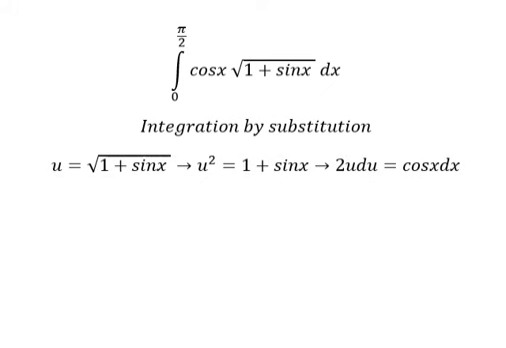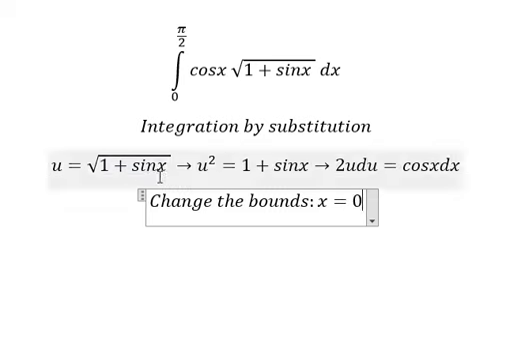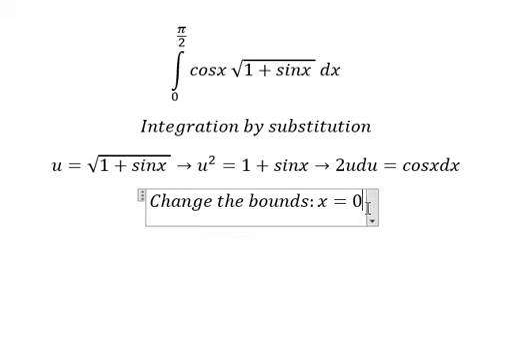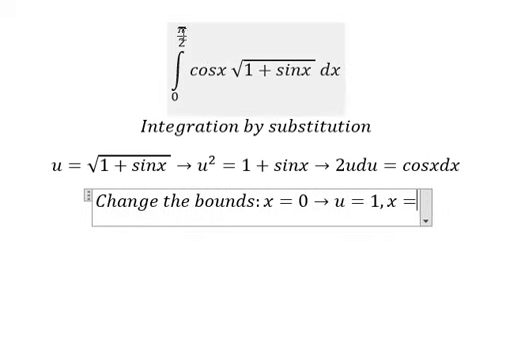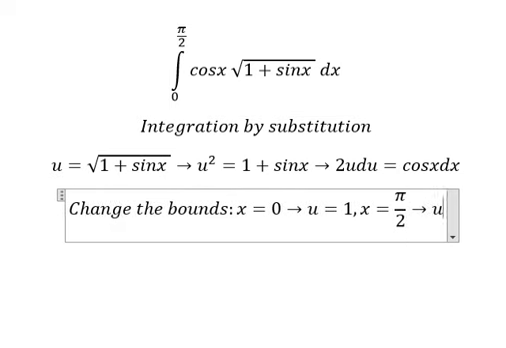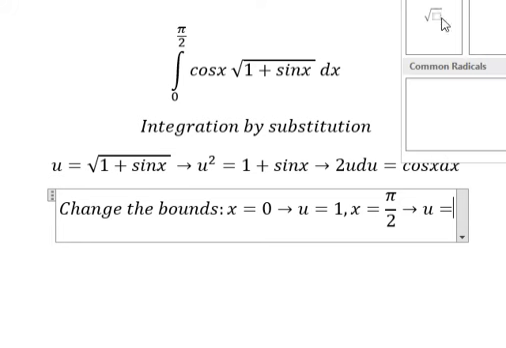Next, we need to change the bounds. When x equals number 0, we put number 0 in here to find the value of u, so u equals number 1. When x equals pi over 2, we put this one in here and we have u equals the square root of number 2.